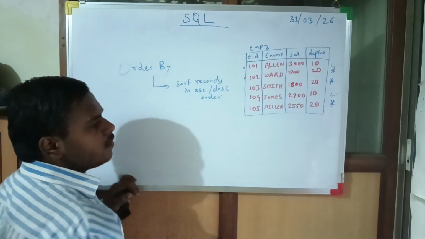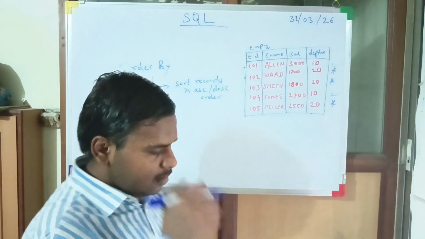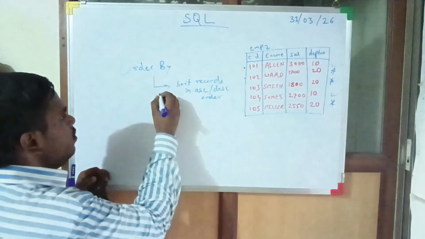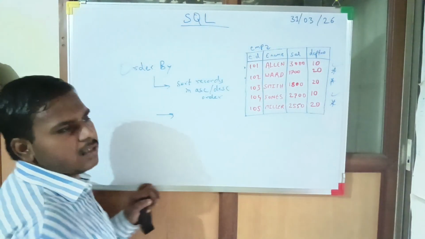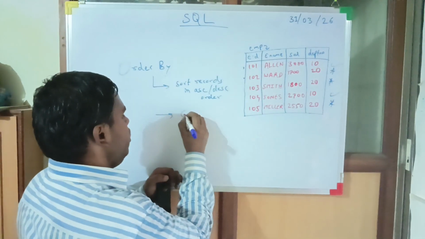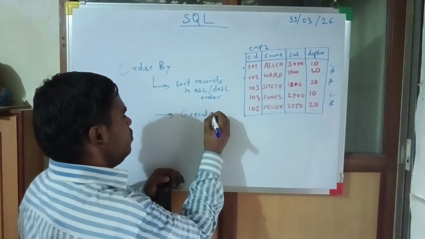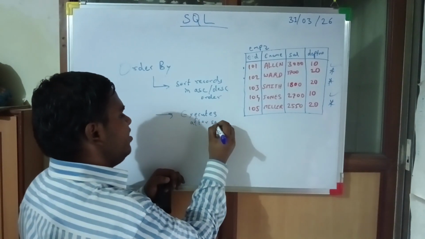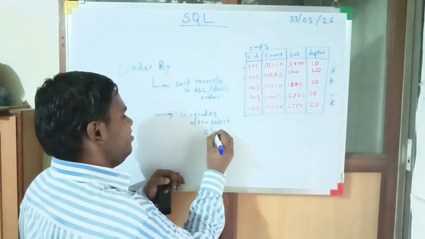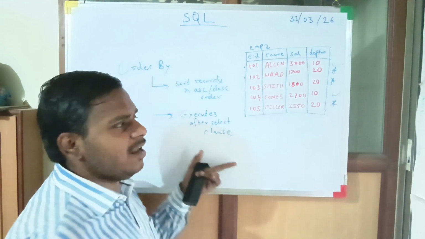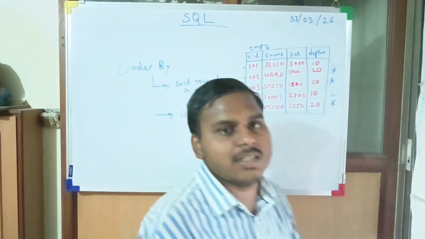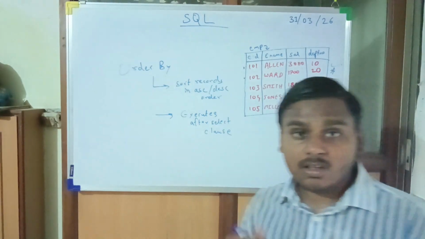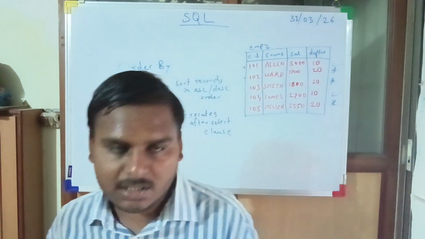How, sir? Not understood, sir. See, first of all, two things you have to remember. It sorts records in ascending or descending order, and it executes after the select clause. What is the meaning of this? Indirectly I am saying it executes at the last, because select clause was executing at the last. Select clause will display the result.